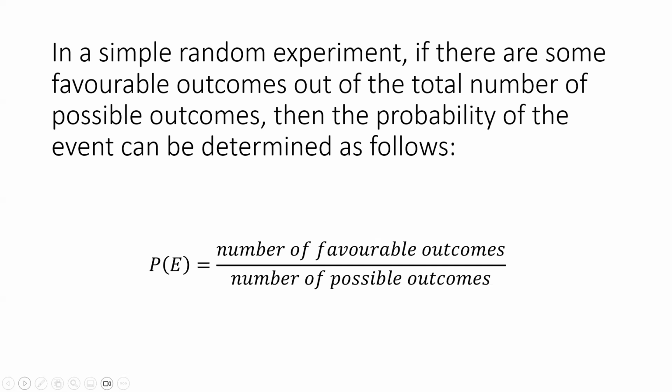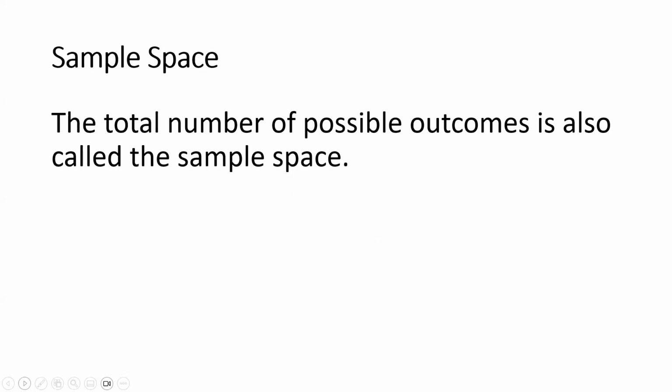For example, what is the probability of me getting a 5 when I roll a dice? A favorable outcome is getting a 5, right? And the possible outcomes are all of 1, 2, 3, 4, 5, 6. So all in all, this will be 1 out of 6, because there's only one 5 out of all 6. Then we talk about the sample space. A sample space is the total number of the possible outcomes. Okay, and that is called the sample space.